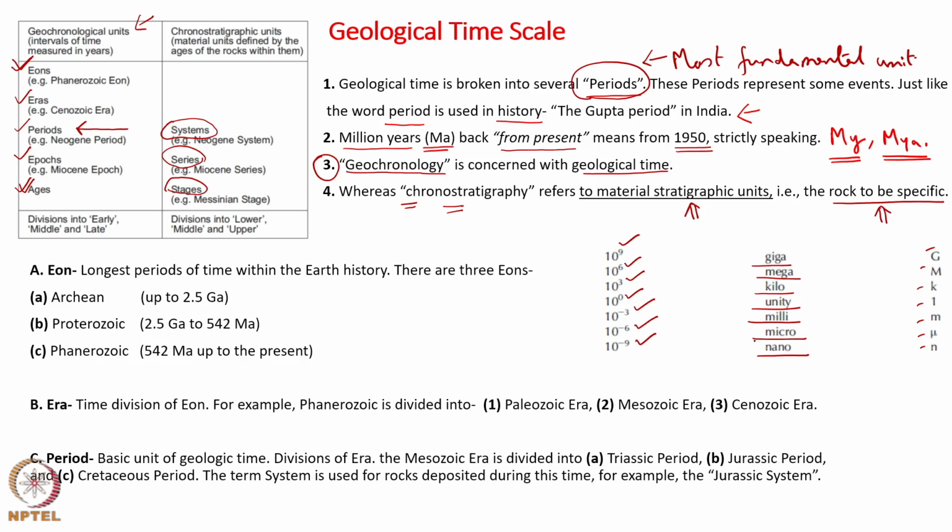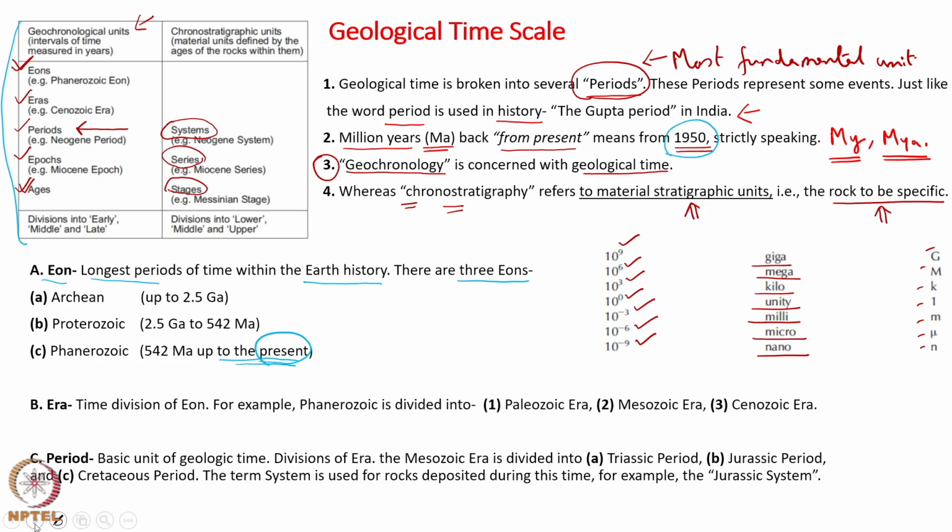Now, as you see in this table, eon is the longest period of time within the earth history, and there are 3 eons. What are they? Archean, since the birth of the earth up to 2.5 billion years, Proterozoic 2.5 billion years up to 542 million years, and Phanerozoic 542 million years up to the present. Again, what is the meaning of the word present here? Here it means 1950.